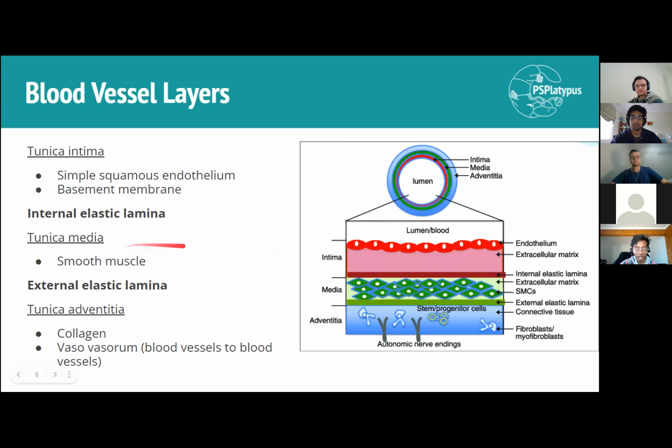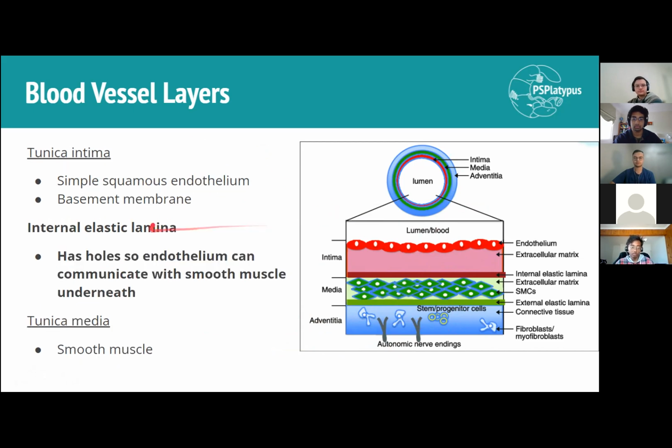After that, in the tunica media, we have the smooth muscle cells. These are going to be very important when we talk about vasoconstriction and vasodilation. Continuing on, you have an external elastic lamina, alongside a tunica adventitia, which contains collagen and vasa vasorum. Essentially those are small blood vessels on the surface of these larger blood vessels, because we still need nutrients to supply the endothelium cells and all the other cells in our blood vessel layers.